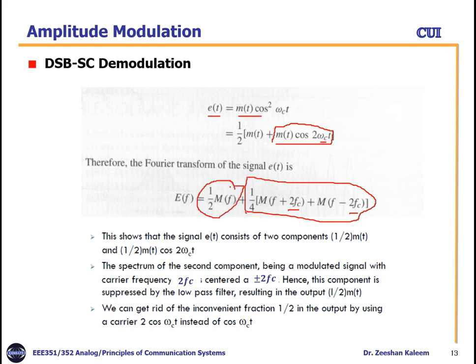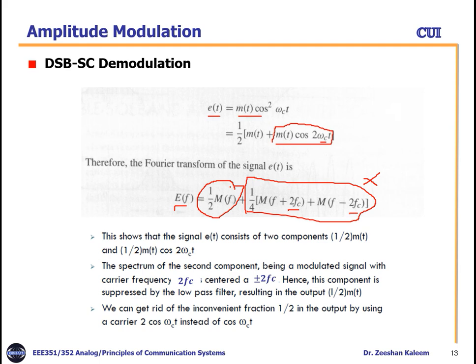So what do we do? We pass this E of f through the low pass filter, which will ignore these terms, and we will get half M of f. But one thing you can notice from here is that we transmitted M of f, and in the end we got half M of f. So this is not desired. How can we overcome this problem?